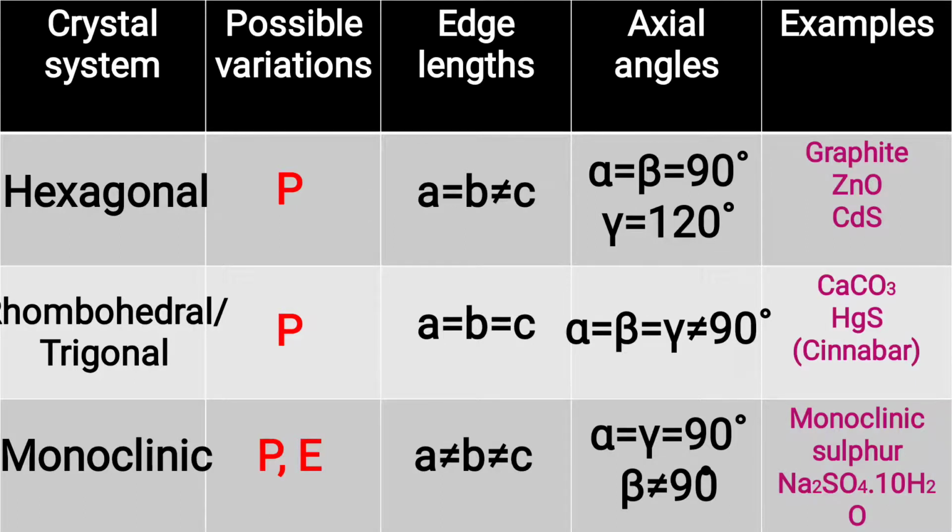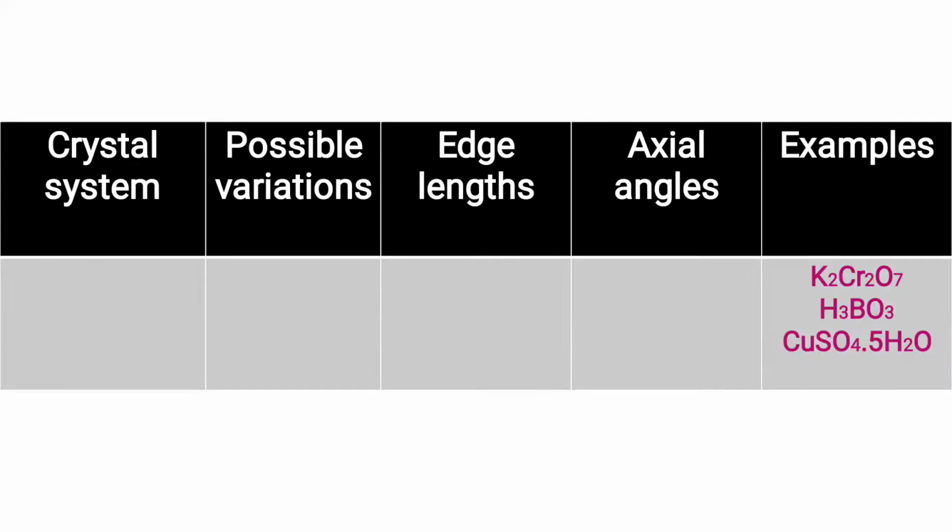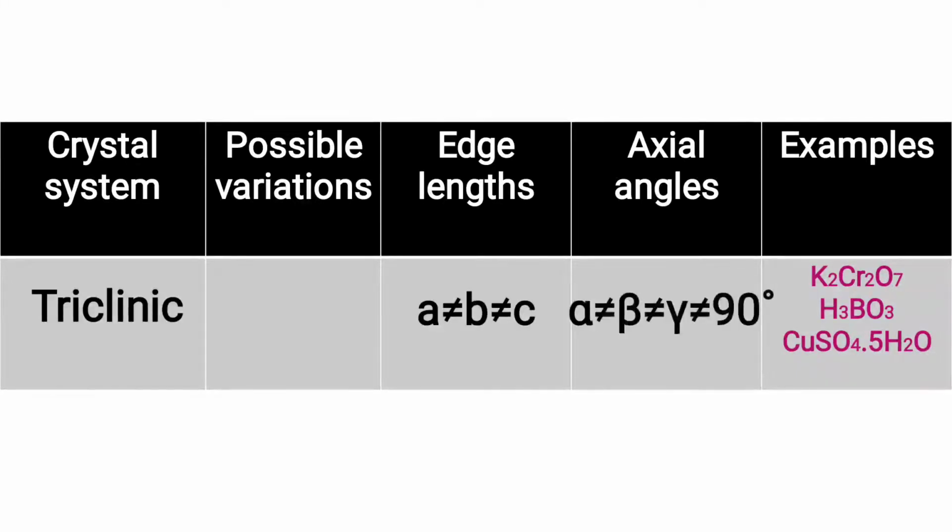In case of a hexagonal crystal system, graphite, zinc oxide, cadmium sulfide are examples. In case of a rhombohedral, we can see there calcium carbonate, and mercury sulfide, cinnabar it's also called, is an example. And in case of a monoclinic, sulfur, sodium sulfate decahydrate, these are the examples. Also talking about the triclinic system, potassium dichromate, and we have H3BO3, boric acid, copper sulfate pentahydrate. These are examples of the triclinic crystal system.